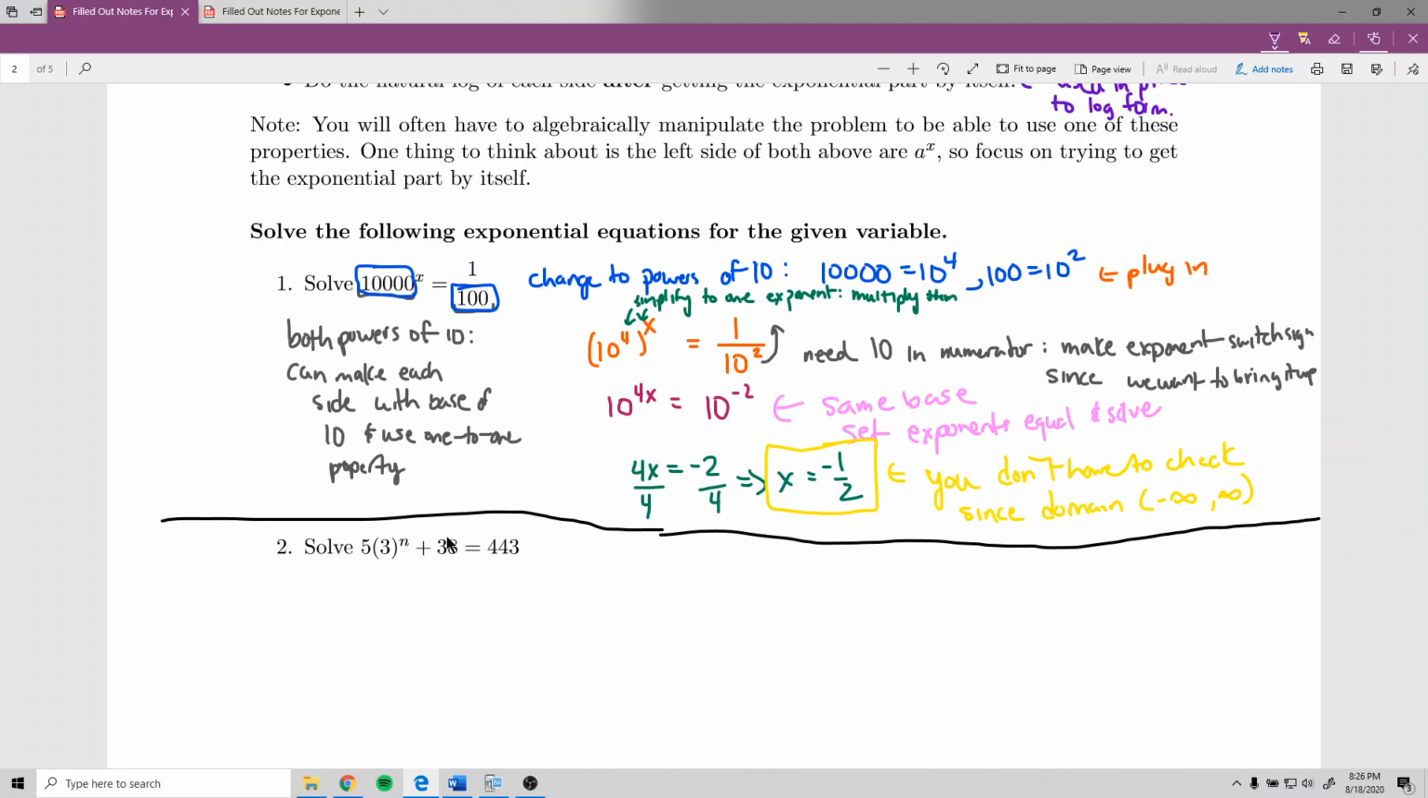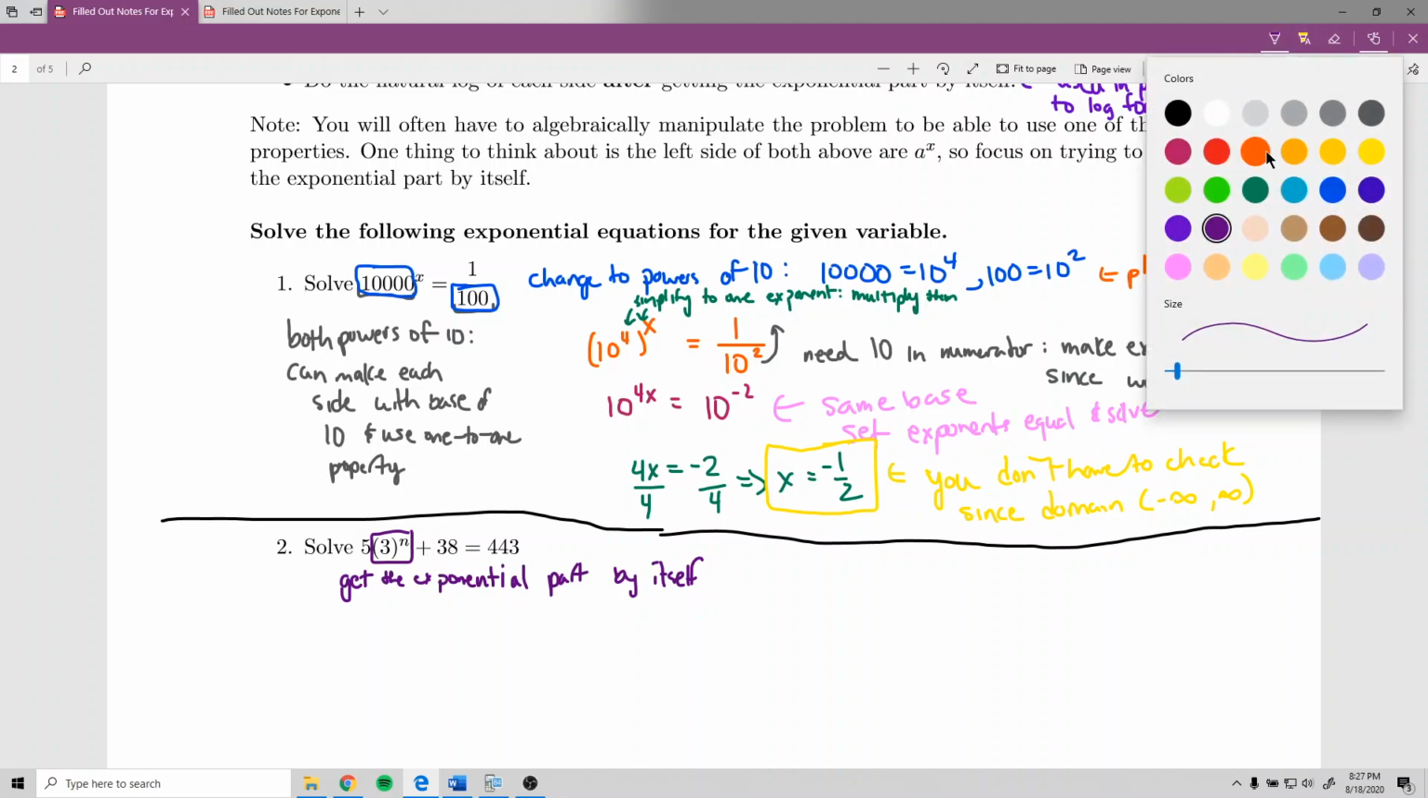Now this one looks a lot more complicated than the previous one. What you want to do when you want to solve exponential equations is get the exponential part by itself, by which I mean 3 to the n, the part with the exponent. The 5 is just multiplying it, it's not with the exponent. The 38 is not with the exponent either. So we want to get this part by itself, almost as if what was inside this box was x. So if you had to solve 5x plus 38 equals 443, how would you do it?